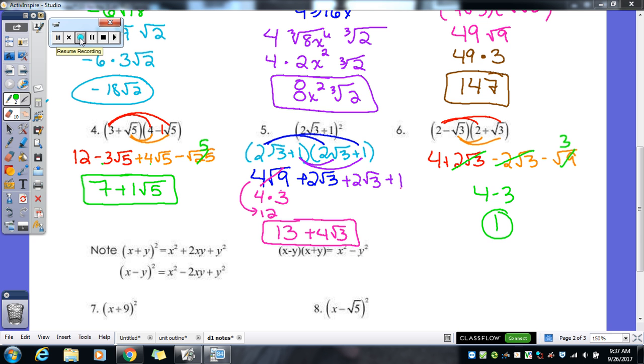So we should end up with a 1 for that one over there on number 6. And as I walked around, I saw that most people had that one. So when we distributed the 2, we had a 4 plus 2 radical 3, and then we distributed our negative radical 3, so we got the negative 2 radical 3 minus your radical 9, which turned into a 3. I crossed it out and made it a 3. And then these ones canceled each other out, because you had one positive, one negative. Positive 2 minus 2 would give us the 0, so that's just gone. So it gives us 4 minus 3, which was 1.